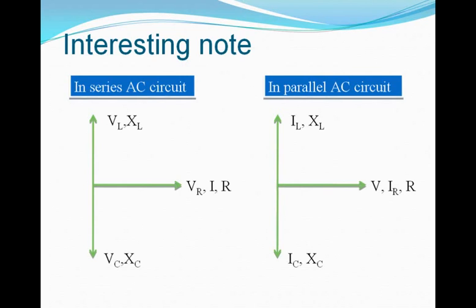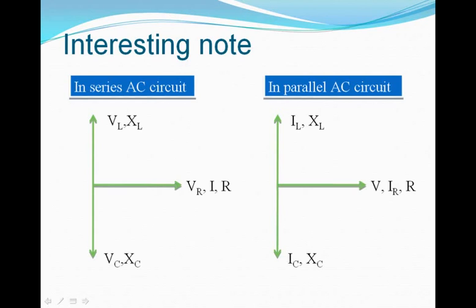The voltage across the inductor leads the current by 90 degrees. Similarly, XL, the inductive reactance, leads the resistance by 90 degrees. VC, the capacitive voltage, lags behind the current by 90 degrees. And here you can see that XC, the capacitive reactance, lags behind the resistance by 90 degrees. In a parallel AC circuit, things are different.